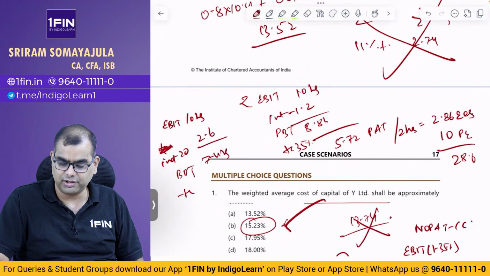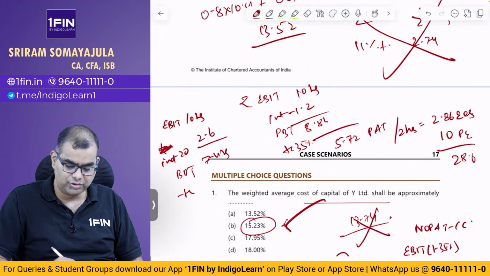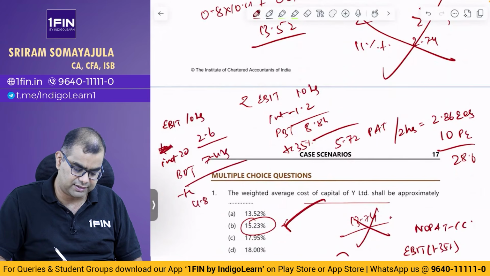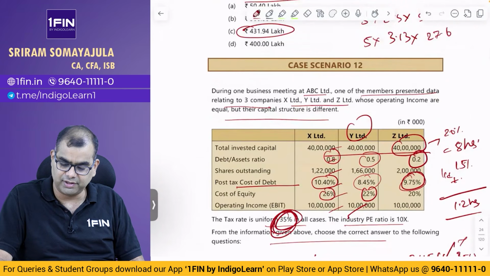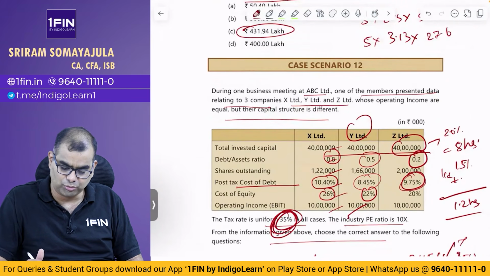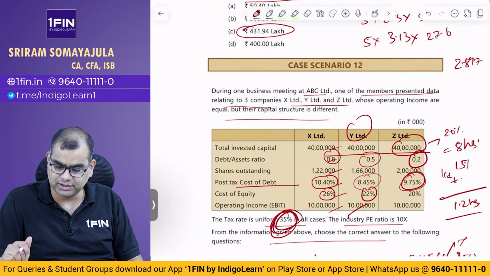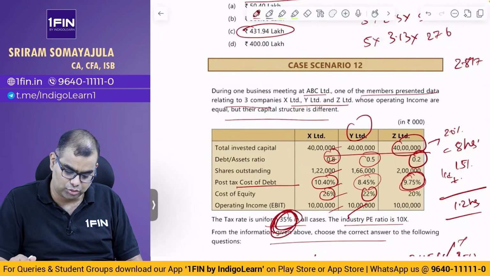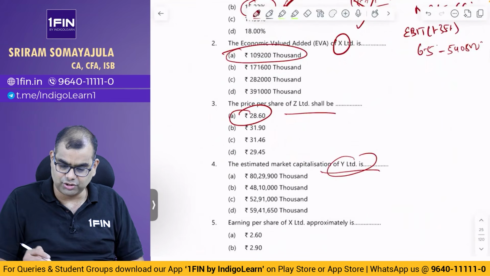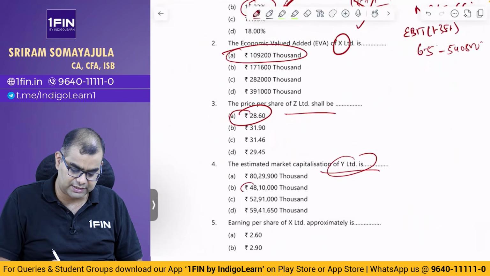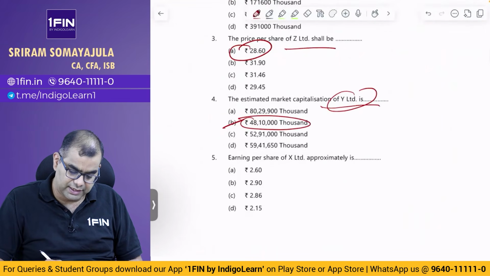So, 7.4 into 0.65. You get 4.81 as PAT divided by what is the share count? Share count is 1,66,000 divided by 1.66. You get 2.897 as the EPS multiplied by 10 times. You get the price per share as 28.975 into 1,66,000. You get 480,999.99. So, 48 lakh 10,000. So, answer is B.